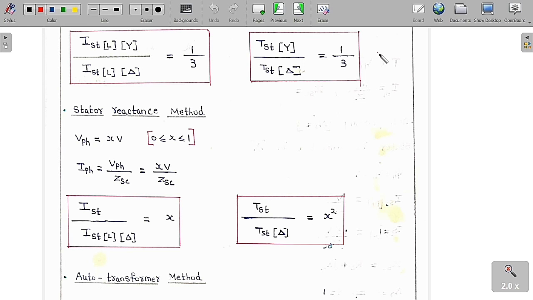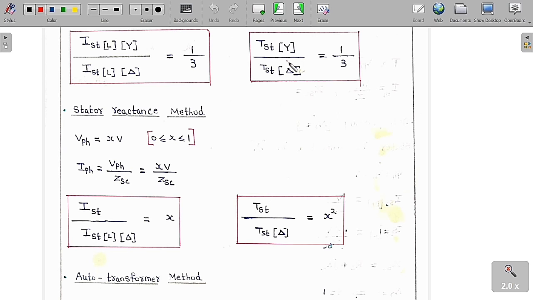Finally, starting torque is directly proportional to phase voltage whole square. So this is an important point. You have to do the square of the phase voltage. So for star connection, the phase voltage is nothing but V by root 3, and for delta, the phase voltage is equal to V. So if we do the ratio, we are going to get 1 by 3. So finally I can say that the starting torque with respect to star delta starter is equal to 1 by 3 times the starting torque with respect to DOL.